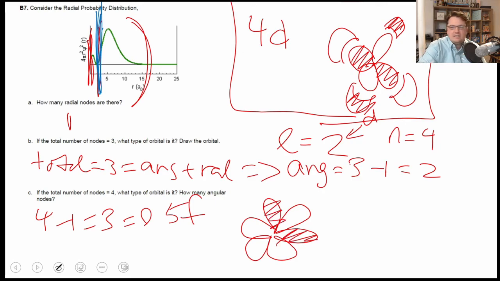I'm trying to see, did I not include a picture? I probably didn't. I may have forgotten. This is B7.